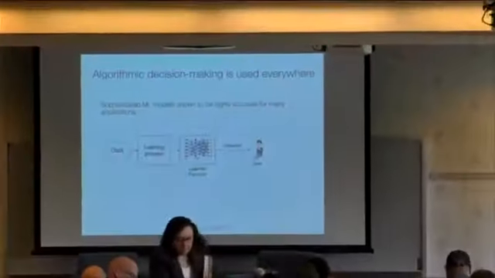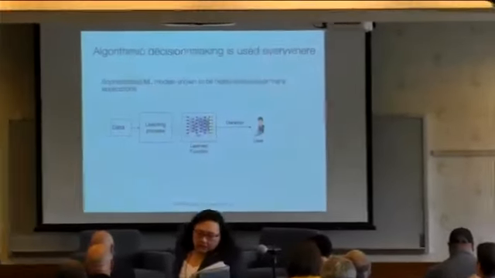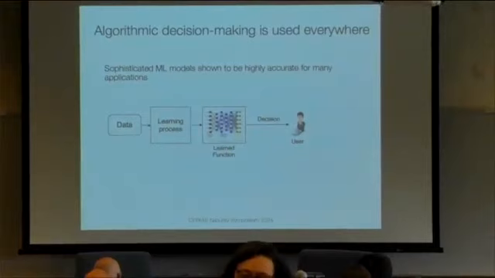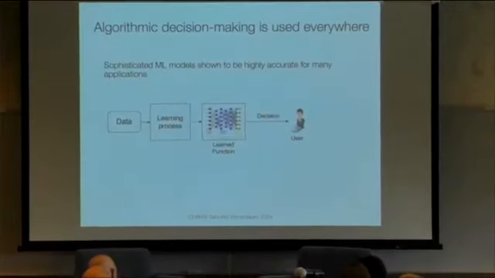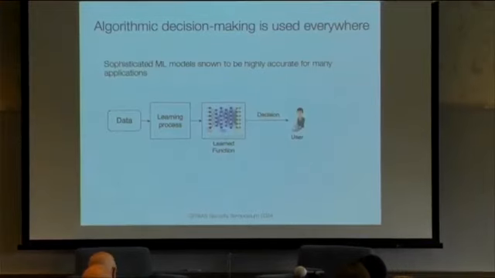All right. So we have been using algorithmic decision making in a lot of our domains, right? And they have been used in high stakes decision making. And these sophisticated machine learning models, they have been quite accurate. They have been very popular. They have been very effective in a lot of these domains.